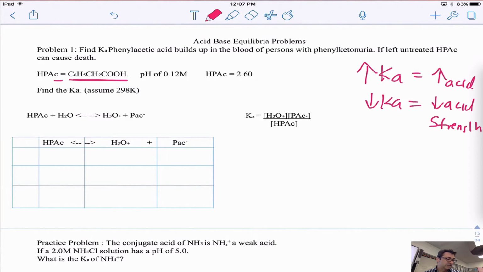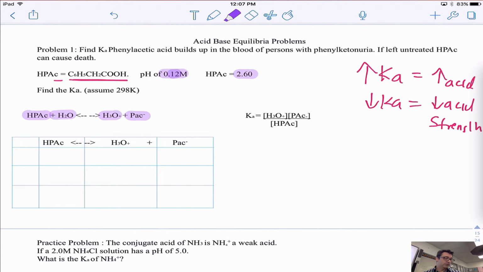And what happens is, when I have this acid, I can show you down here, it will react with water, and it will form H3O+ and the anion. And I'm telling you that if you have a 0.12 molar solution of this, its pH is 2.6. So I'm giving you the pH, and I'm telling you what the initial concentration is.